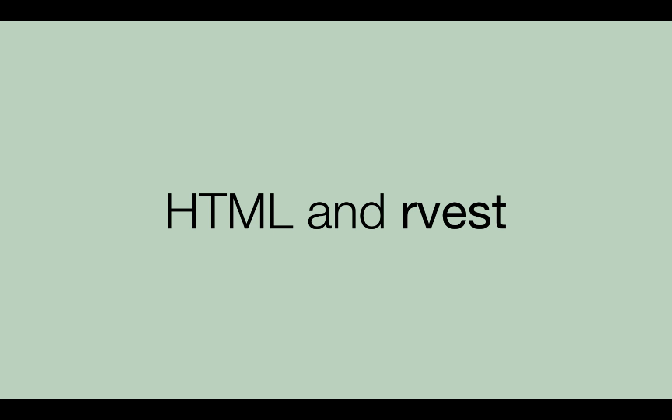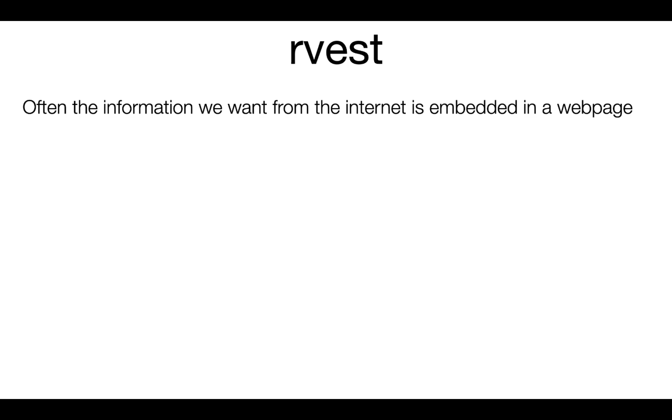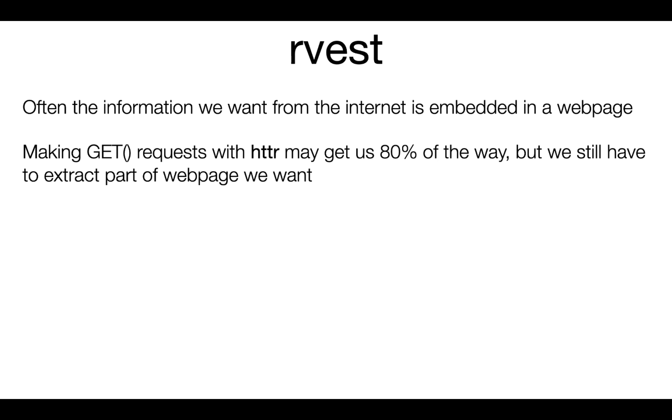In this video, we're going to talk about HTML and the rvest package. Oftentimes, the information that you want from the internet is actually embedded into some web page, so you can't just download it as a CSV file or something like that. Making GET requests with httr will get you about 80% of the way to where you want to be, but there's still a lot of the web page that you actually want to pull out.